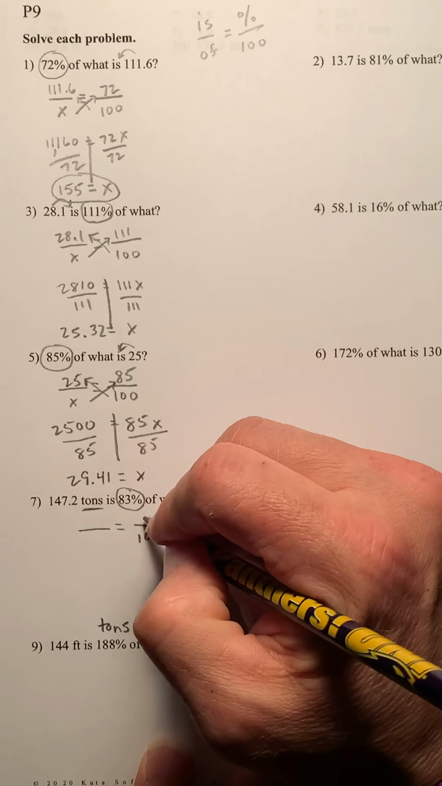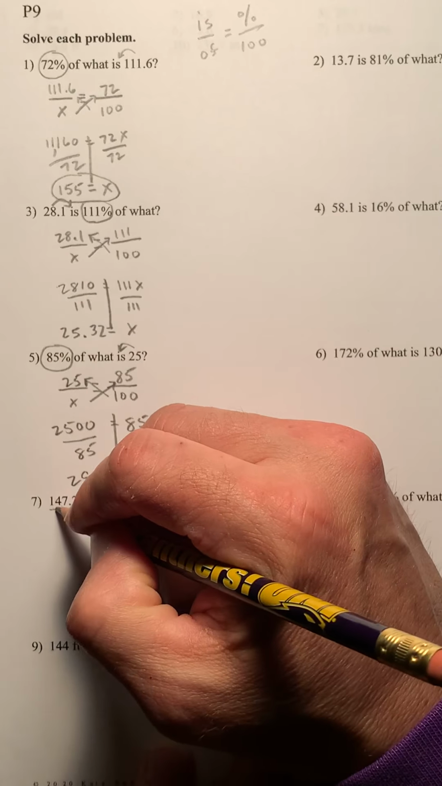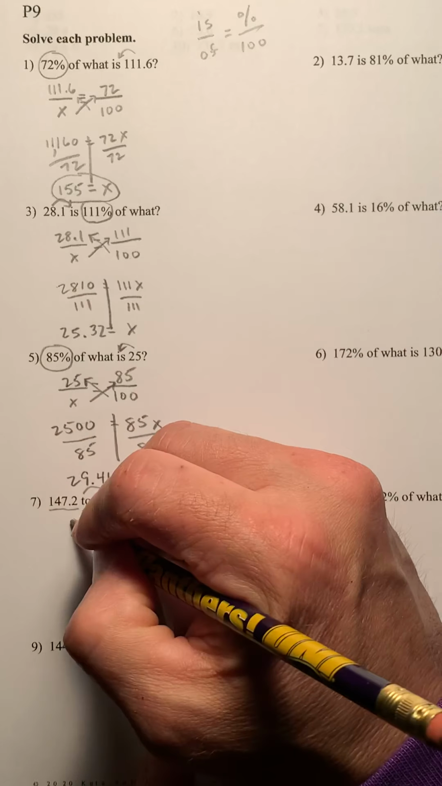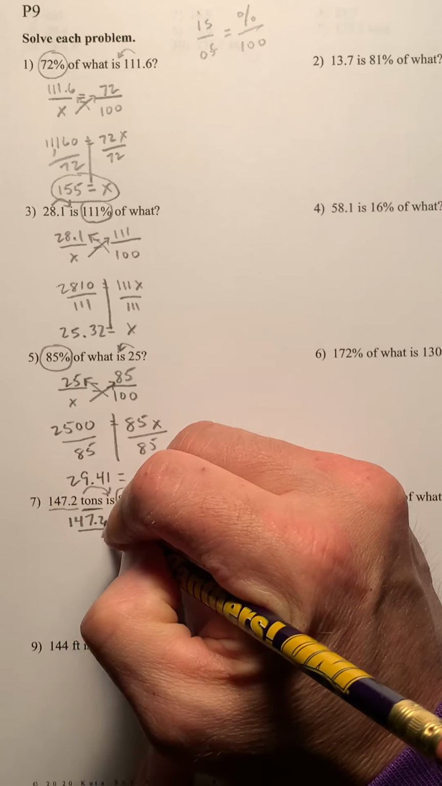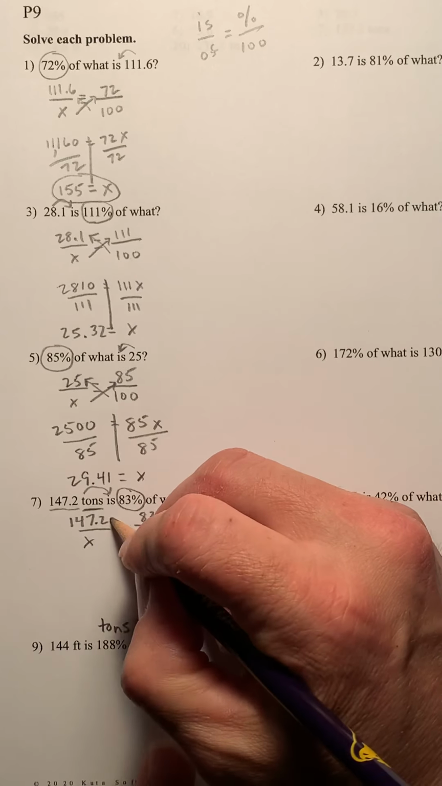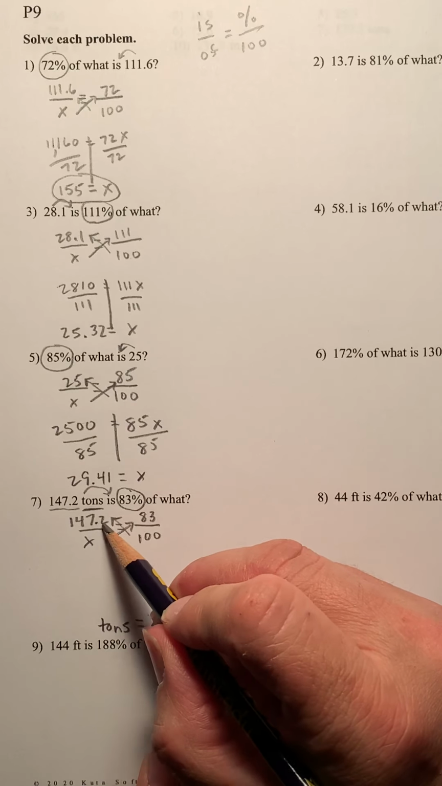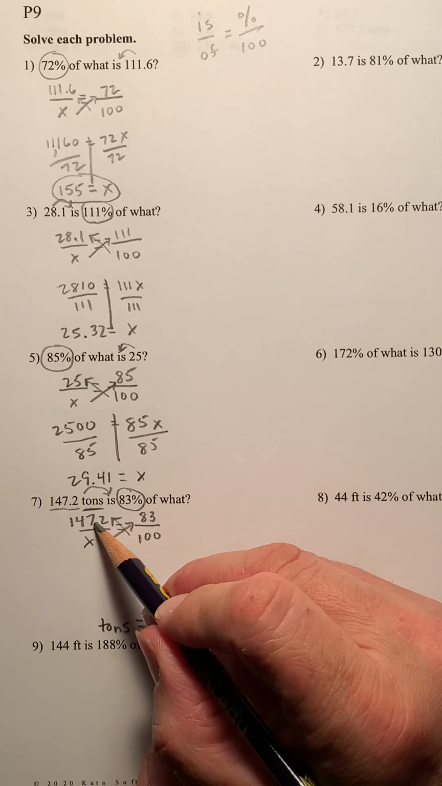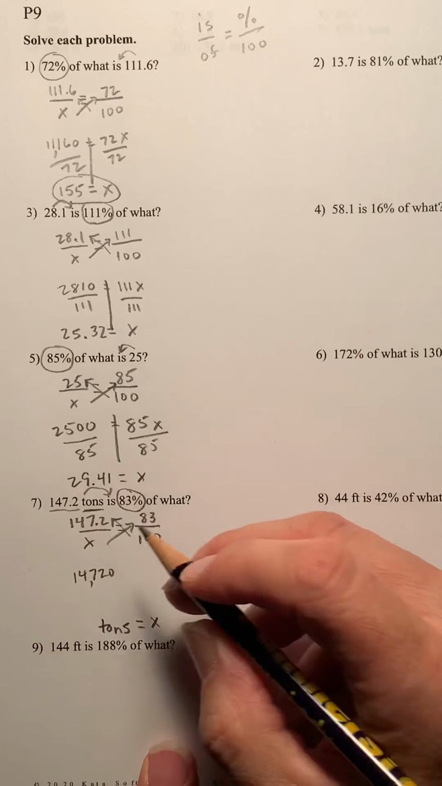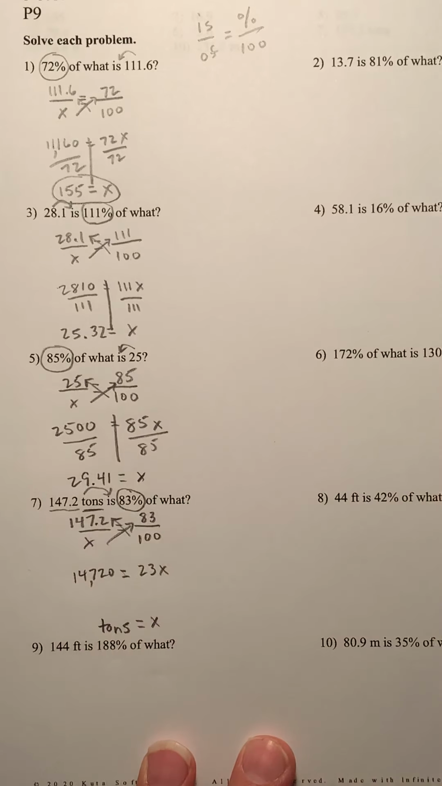83%, so it's going in the percent spot. 147.2 tons is next to the is, so we're going to go 147.2 in the is spot. The x is in the of spot. We're going to cross multiply. Just like up above, when we multiply by 100, we're moving the decimal 2 places. We end up with 14,720. Use your calculator if you need. I have no problem with that at all.